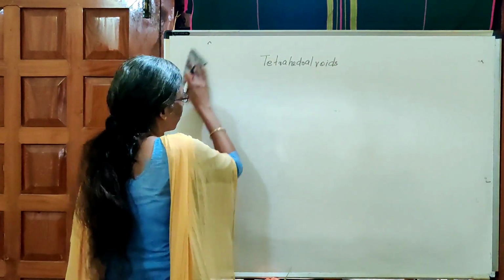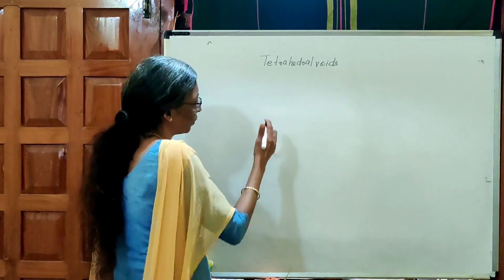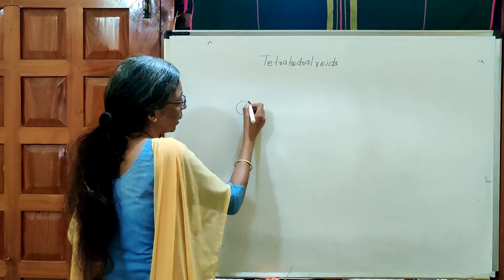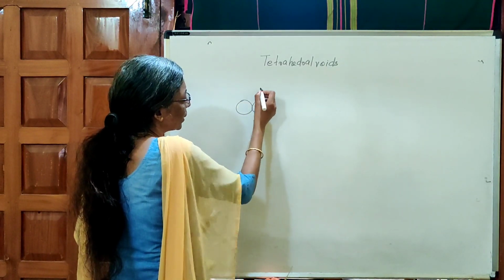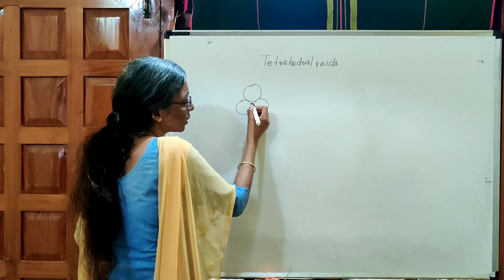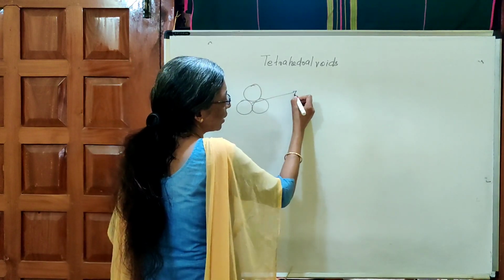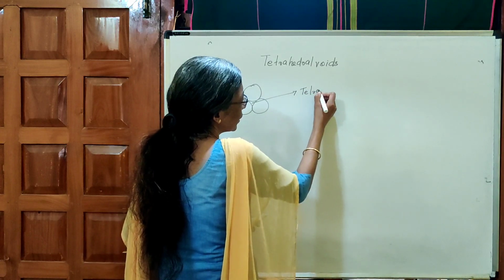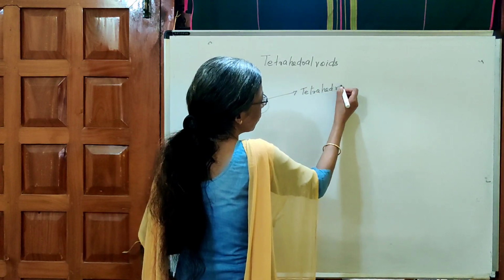Okay, in tetrahedral voids, what is happening here? Which one have we seen? This one. This is number 1. This is number 2. This is number 3. This is actually the tetrahedral void. Okay, this is a tetrahedral void.